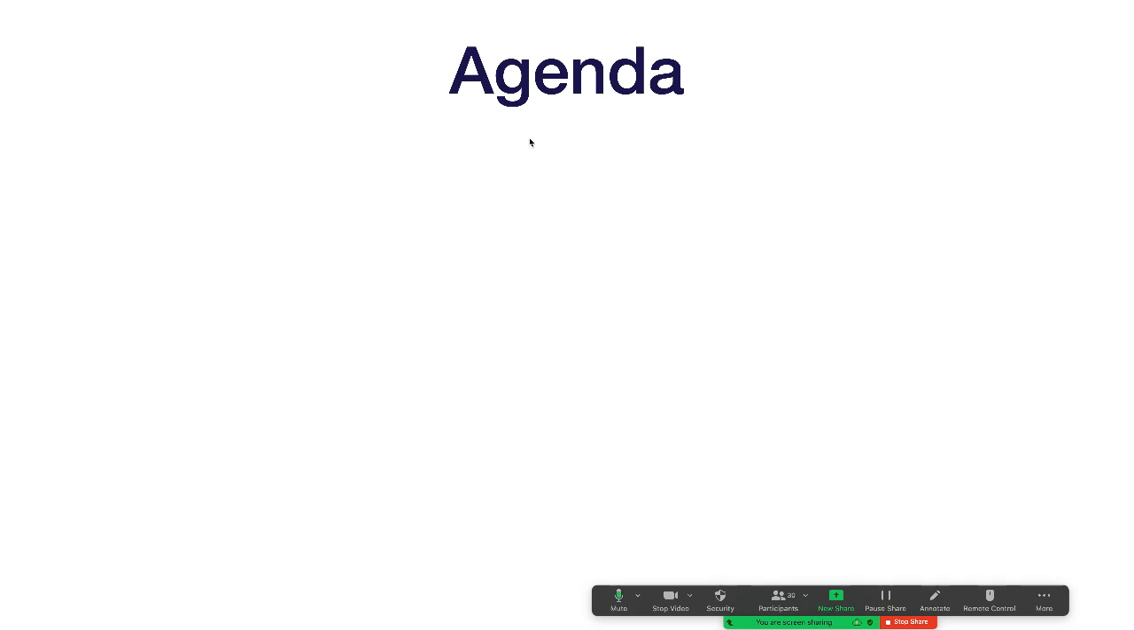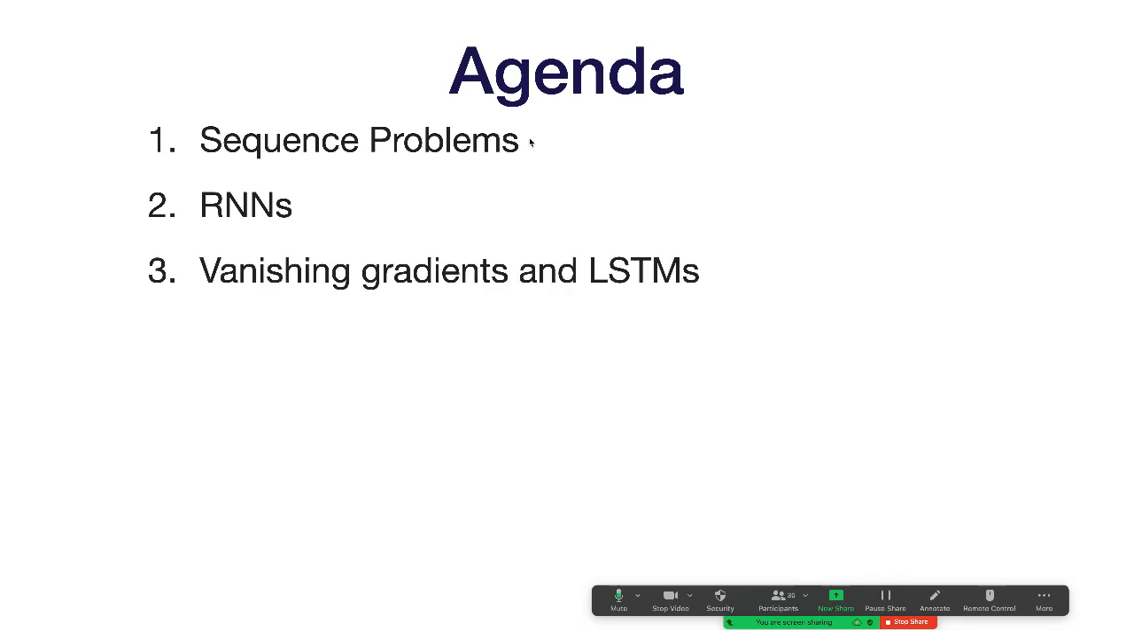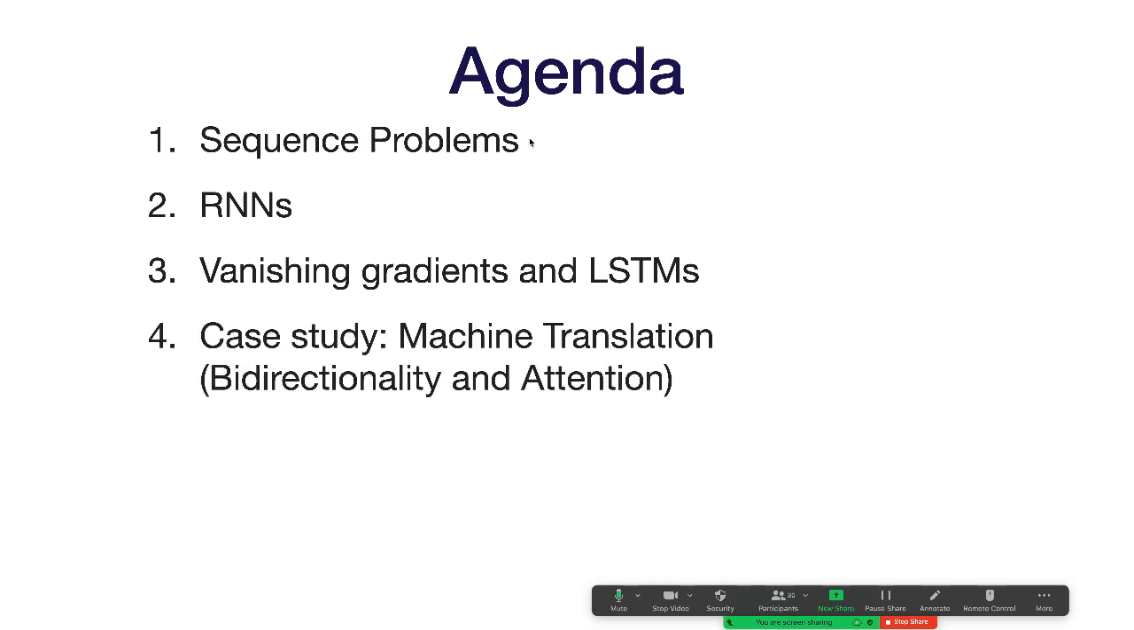All right, so what we're going to cover today, first we'll talk about sequence problems and just what are some of the types of problems you can solve with these architectures. Then we'll talk about recurrent neural networks, which are the main family of architectures we'll be talking about today. And we'll talk about some of the problems with recurrent neural networks and some of the solutions that people have come up with to address those problems.